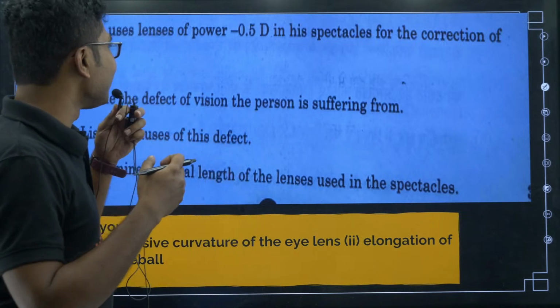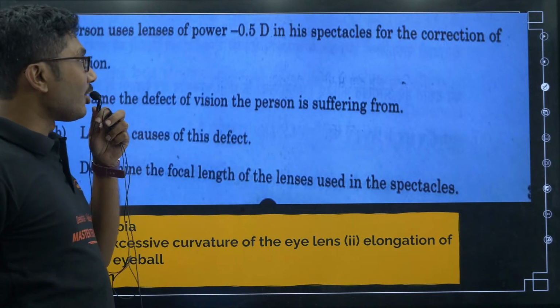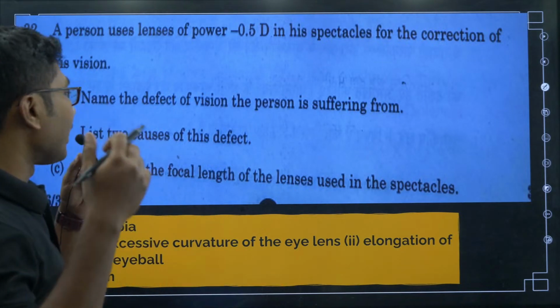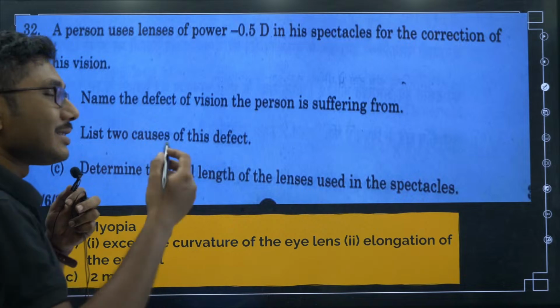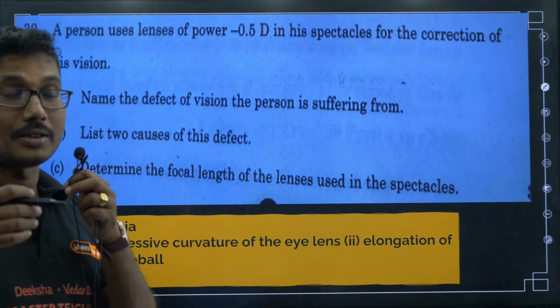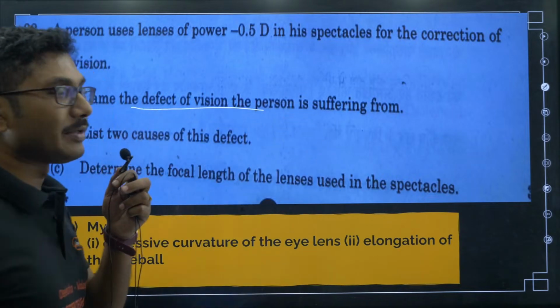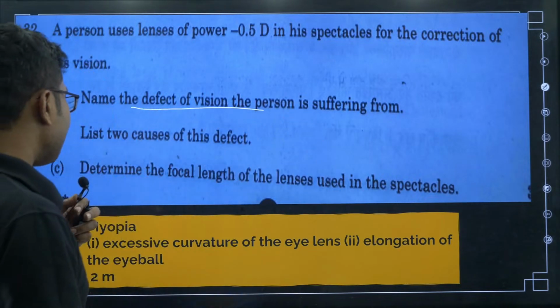So now we have to focus on our eyes. A person uses a lens of power minus 0.5 D in his spectacles for the correction of his vision. Then obviously we know that negative power stands for myopia. So definitely the defect that he is suffering from is myopia, right? So the first part is myopia.